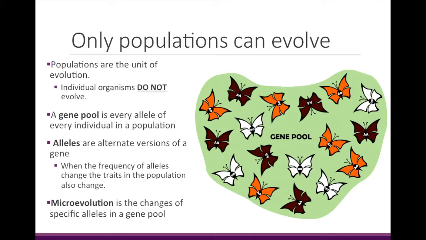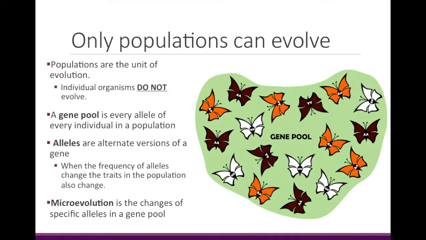The gene pool of a population is every allele of every individual. An allele is just a gene that can code for different traits. If you look at the picture of butterflies, you can see that there are alleles that code for brown. They have a big A and a big A. There are alleles that code for orange. There's one big A, one little a. And there are alleles that code for white. You can see they both have little a, little a.